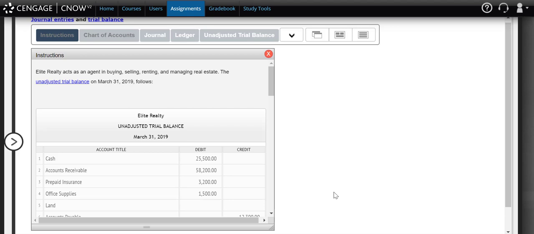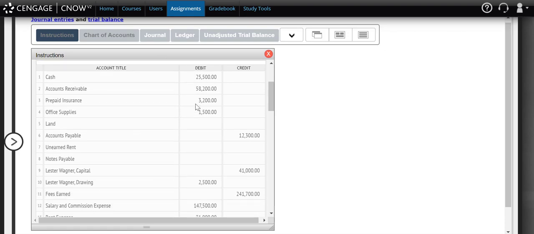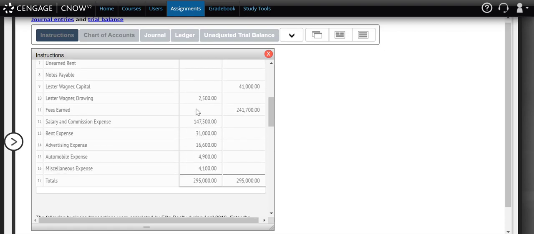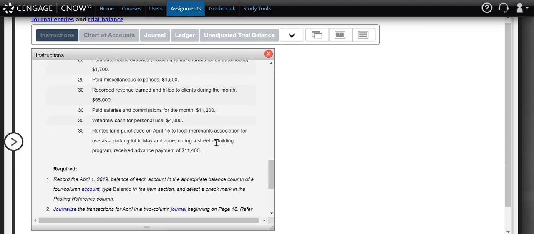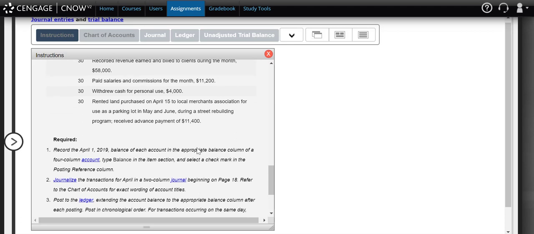So in this situation, they've given you an unadjusted trial balance as of March 31st. So all the transactions for March had been entered into the general ledger, balances have been updated, and a trial balance has been prepared. So we see all of the values that would be in our general ledger, and then we see the transactions that would happen in the month of April. So make sure you're always paying attention to the directions that are given to you and the required steps that they ask you to take.